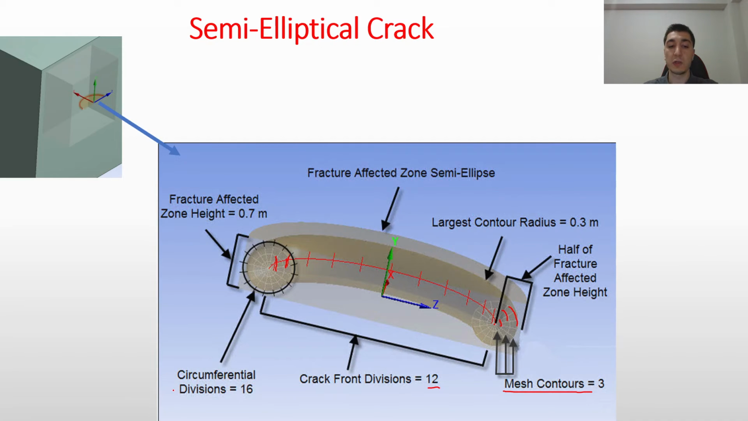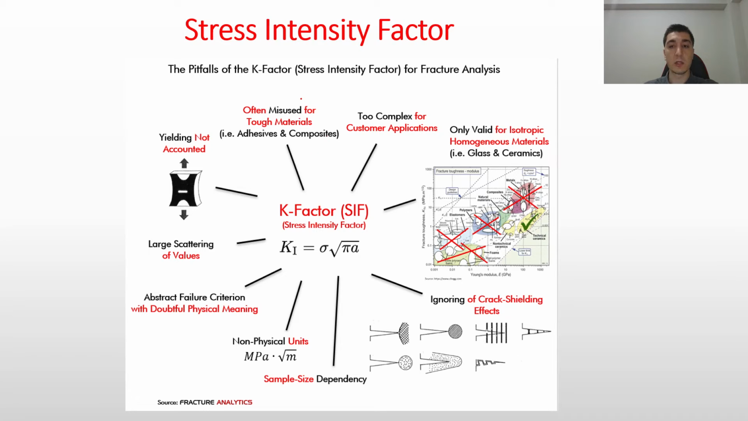If circumferential divisions is 16, that means all of the circles around here, all of them, are divided by 15, like here. And this is the fracture affected zone, this height. This is the fracture affected zone again. So let's continue. So there is a good visual which is prepared by Fracture Analytics.